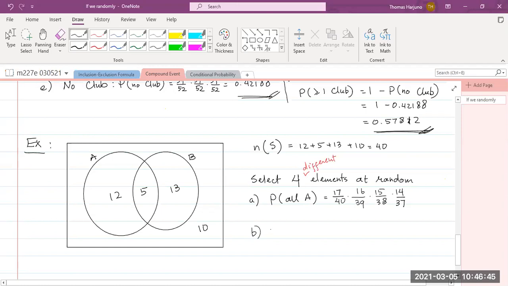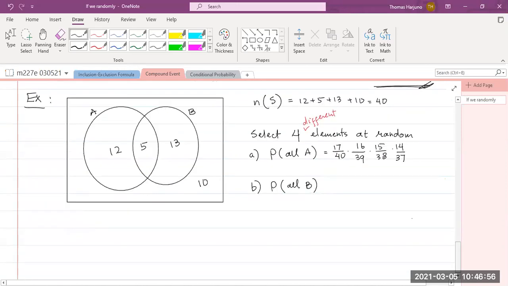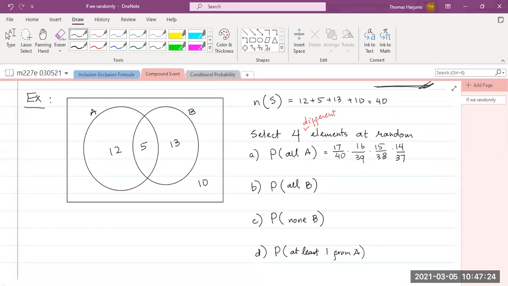Next, I would like you to do the probability that all 4 are from B, and then the probability that none are from B, and then the probability that at least one is from A. Let me ask you to do these 3 problems. I think I can give you 5 minutes from now.